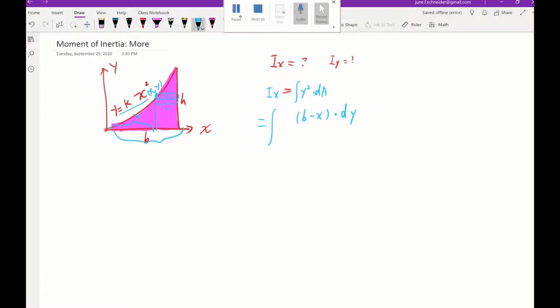Then continue. This is my dA. In my equation, I'll have y squared times dA. So we got this equation, and obviously we'll integrate with respect to y, and you have an x here. So in order to do that, we're going to have to solve for x. So how do we do that?